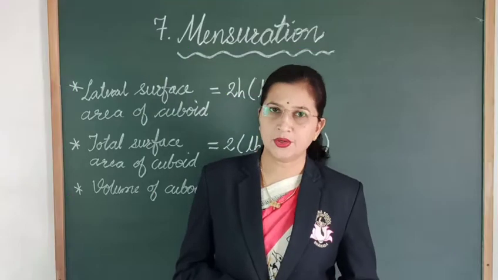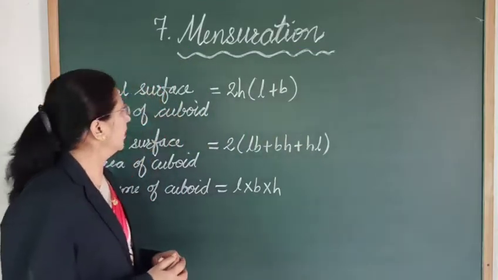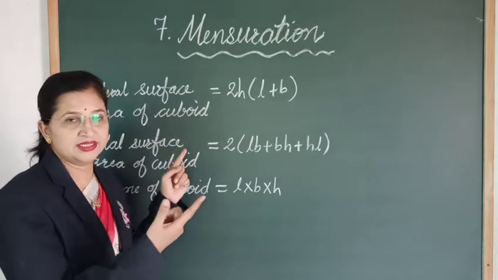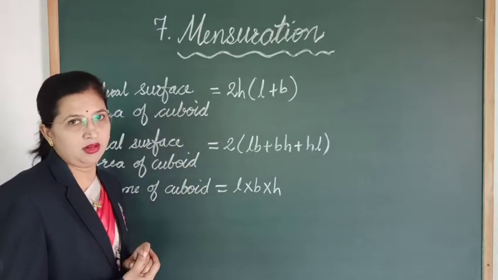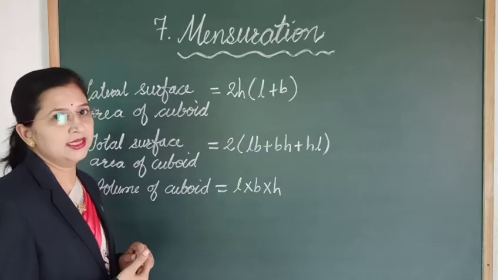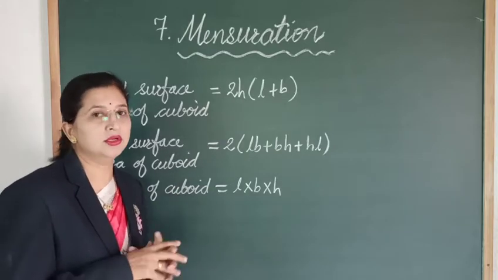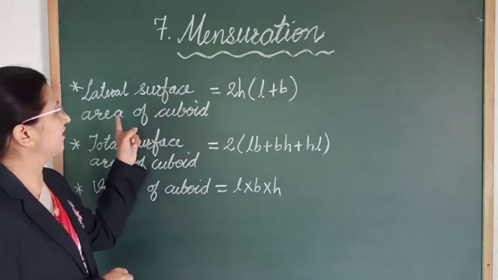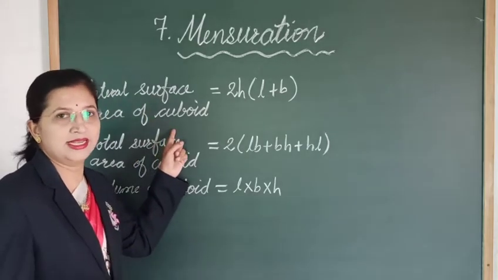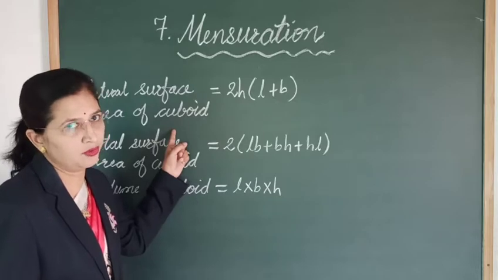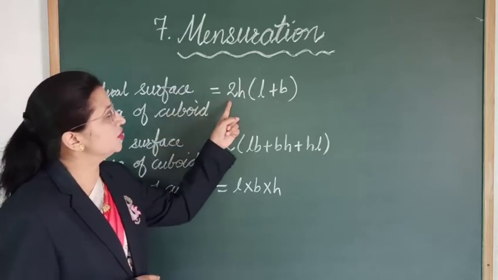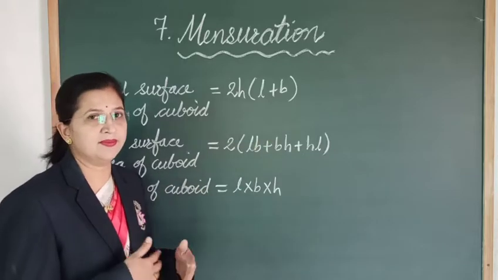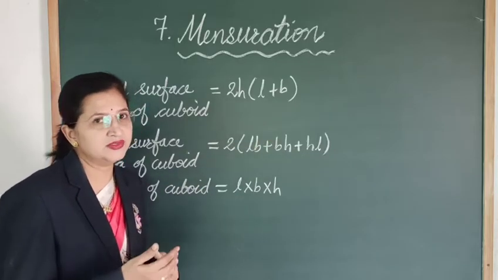Let's start with the cuboid. For a cuboid, the lateral surface area, when we are considering only the four walls, four sides, no bottom, no top, then in that case we use the formula for lateral surface area of cuboid, or we can call it the vertical surface area of cuboid. The formula is 2h into bracket length into breadth. How the formula came, that we have already studied in the previous video.